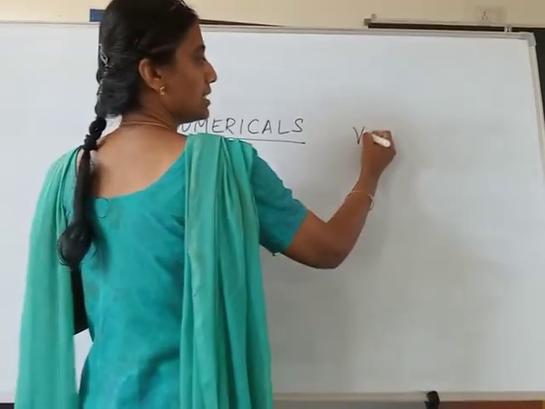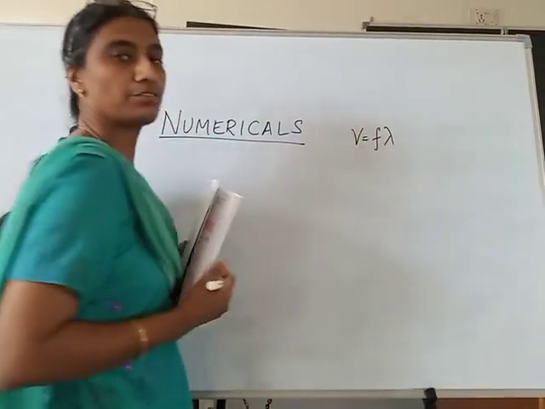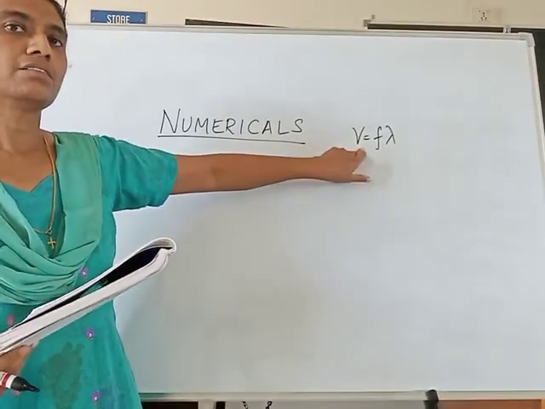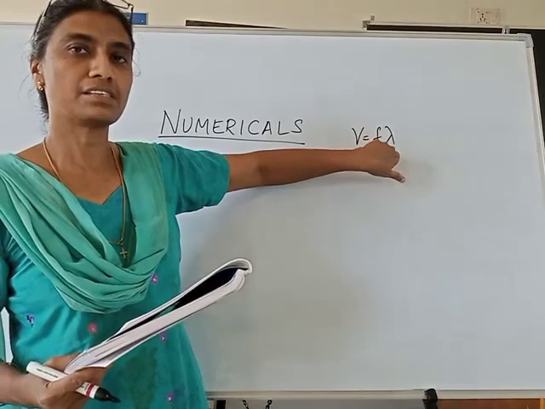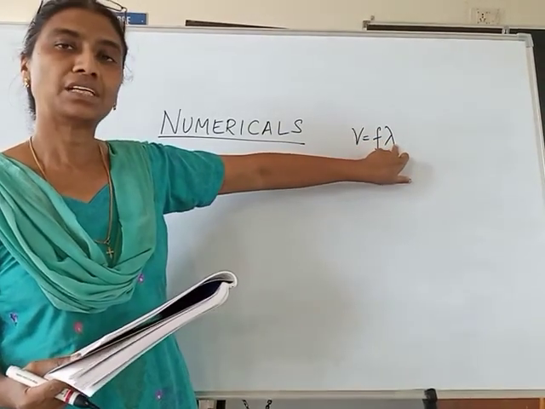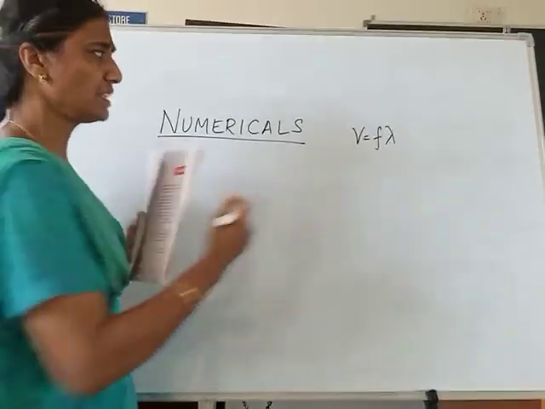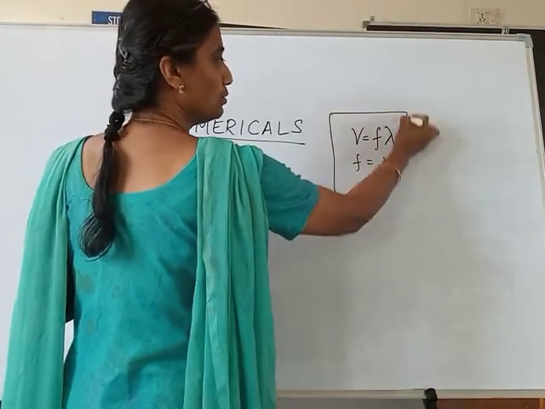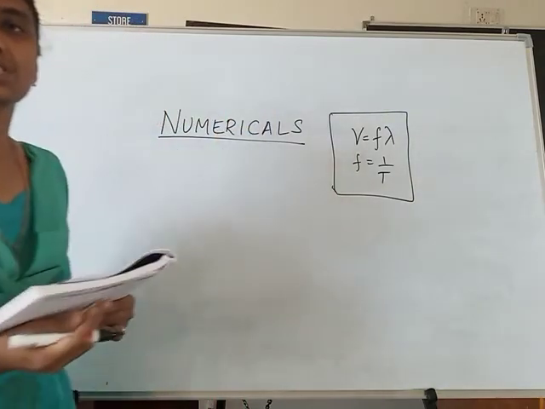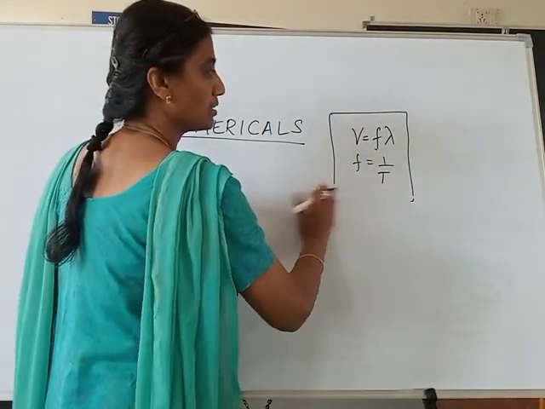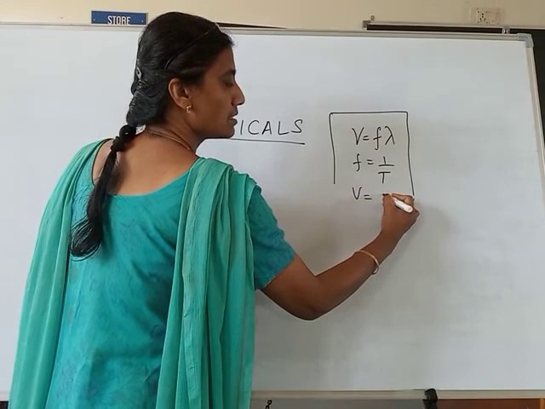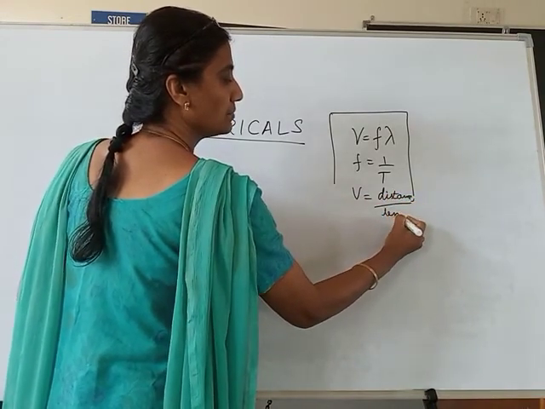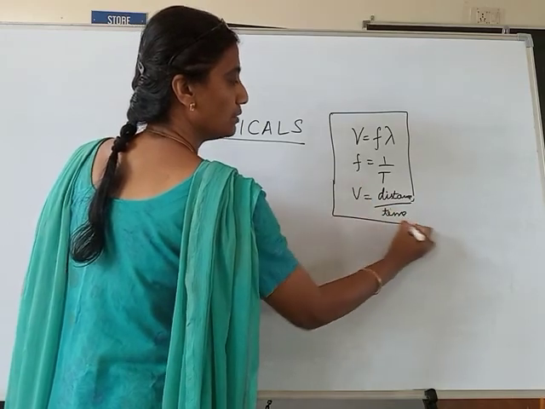Mainly V is equal to F lambda. The formula that we'll be using is V is equal to F lambda, where V is the velocity or speed of sound, F is the frequency, and lambda is the wavelength. And another formula, F is equal to 1 by T. These are the two formulas that we will be using. And another one, velocity is equal to distance upon time. This is also another formula that we will be using.